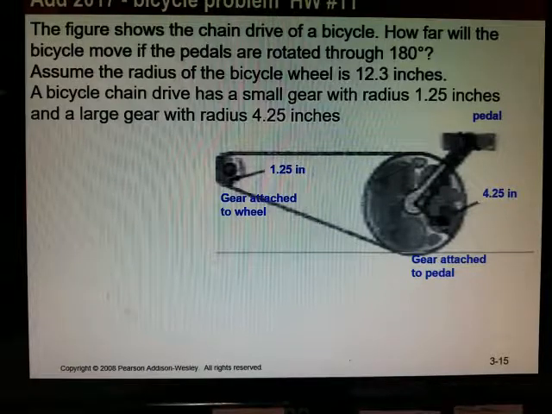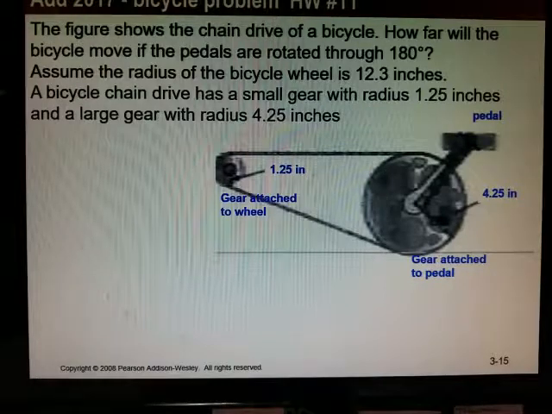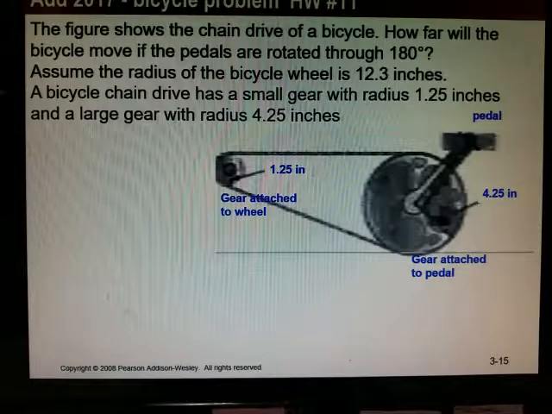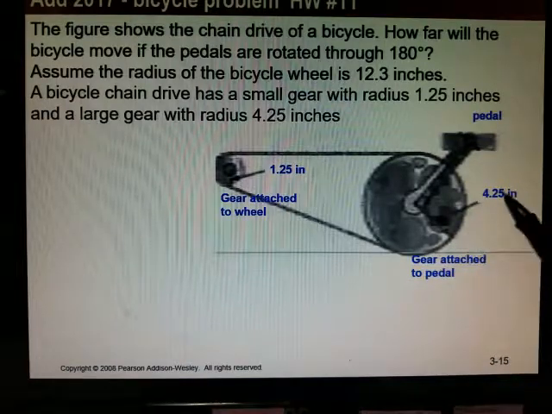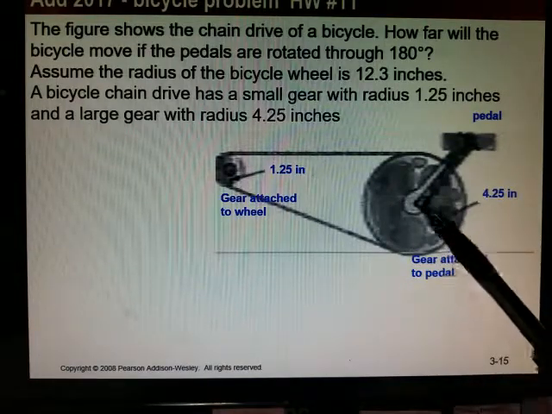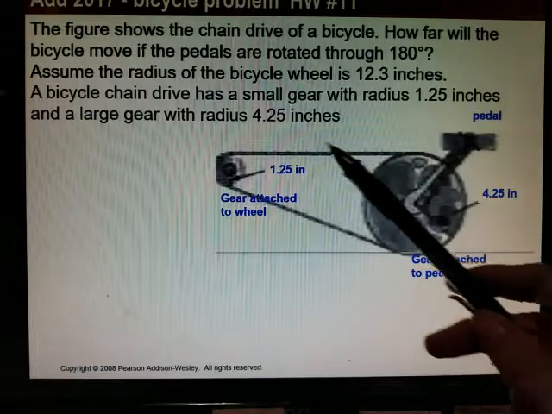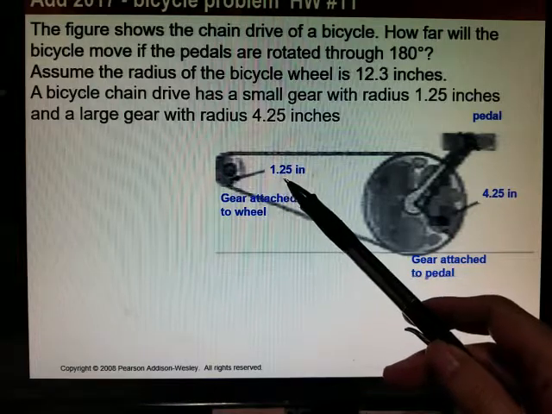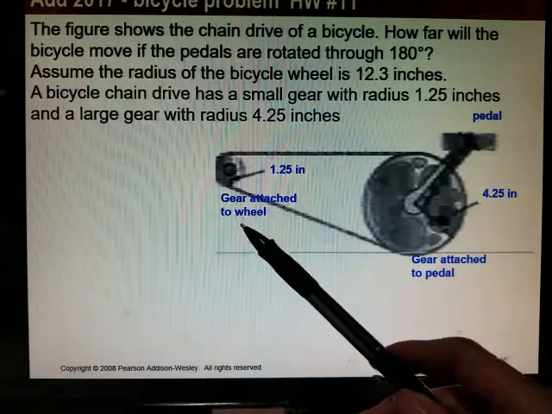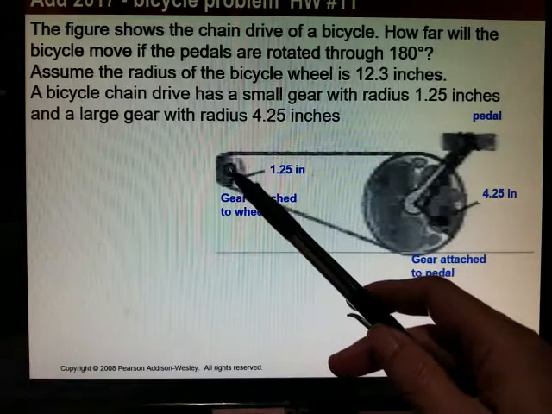A bicycle chain drive has a small gear with a radius of 1.25 inches and a large gear with 4.25 inches. I had a little bit of trouble the first time I was helping somebody with it because I wasn't quite understanding my picture. Right here on the right, this is the actual pedal, like what you step on. So as the pedal's going around, the radius of this big sprocket is 4.25 inches. The chain is then hooked to this little one on your tire. This little one has a radius of 1.25 inches, and that's the gear which is attached to the wheel. Remember there's a wheel attached to that one right there.